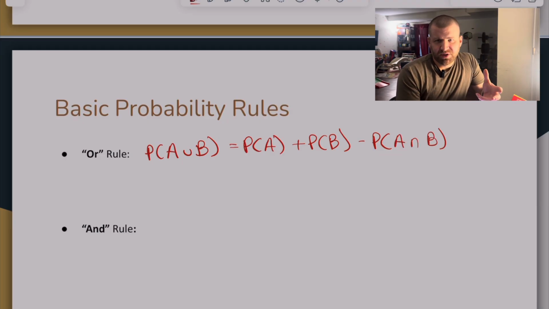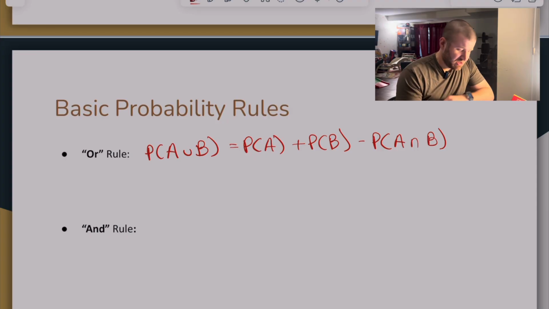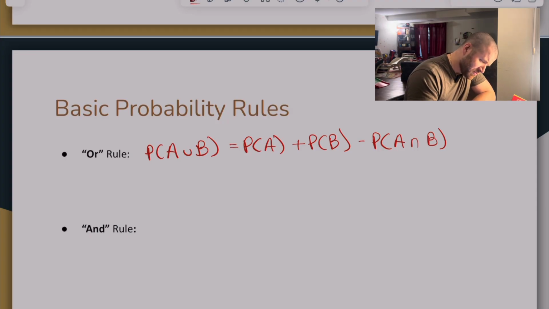And now the question that you might be thinking is, well, why are we subtracting A and B when or means one or the other or both? The reason for that is that if we think about a Venn diagram here, and if I draw a very rudimentary Venn diagram, that's not what I wanted.